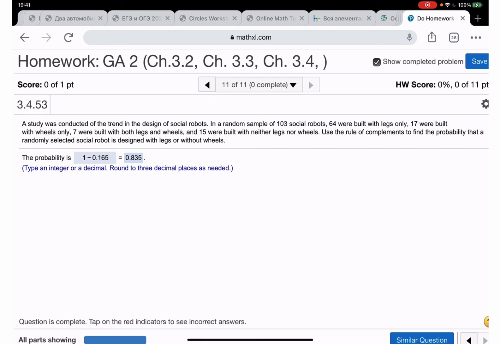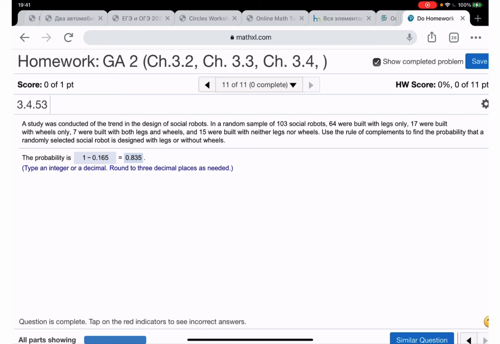Okay, and the last question. A study was conducted of the trend in the design of social robots. In a random sample of 103 social robots, 64 were built with legs only, 17 were built with wheels only, 7 were built with both legs and wheels, and 15 were built with neither legs nor wheels. Use the rule of complements to find the probability that a randomly selected social robot is designed with legs or without wheels.